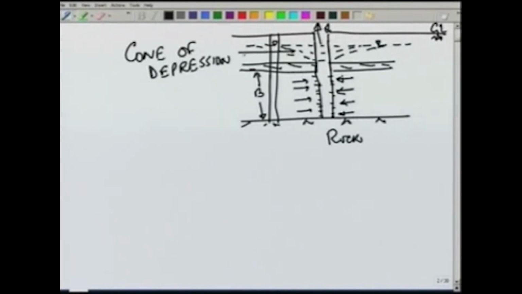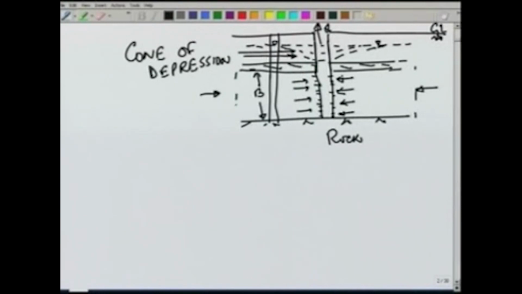Which will go deep as we keep on pumping. Now, there is some recharge into the aquifer, and ultimately this cone of depression will reach a stage where this Q which is being pumped out will be balanced by the Q which is coming in, and we will say that it has reached a steady state.